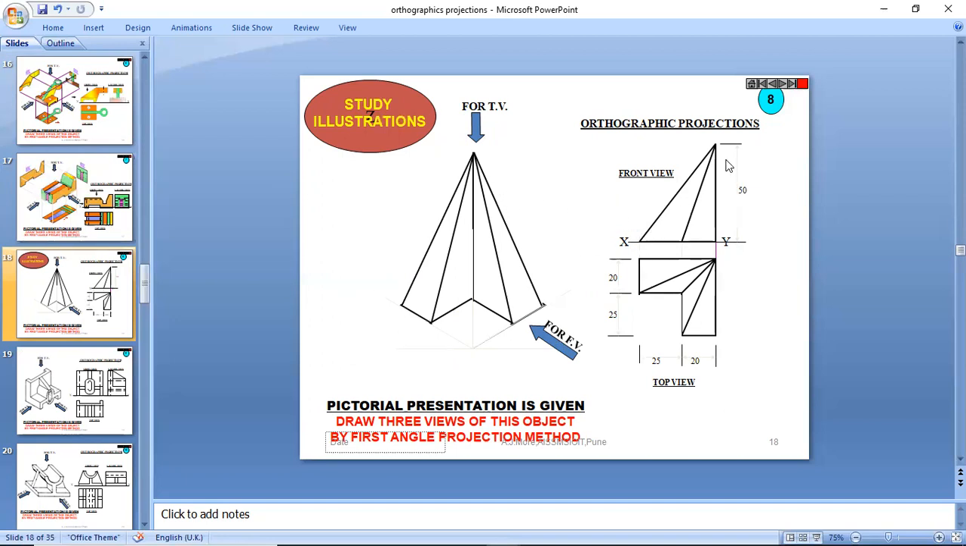And again one line, at a distance of 25, we are going to touch here. And looking from the top, you get the image in such a way that it has the distance 45, and this 20 and this 25. Draw the three views of the object by the first angle projection method.